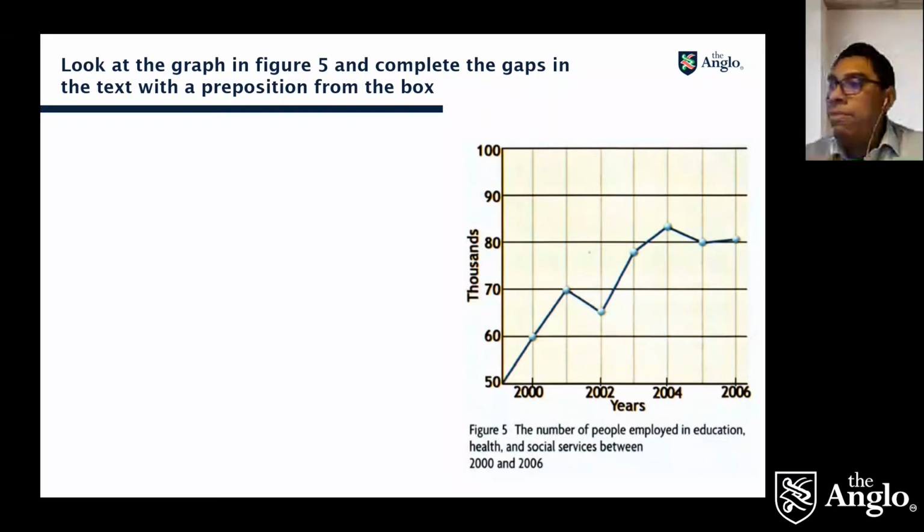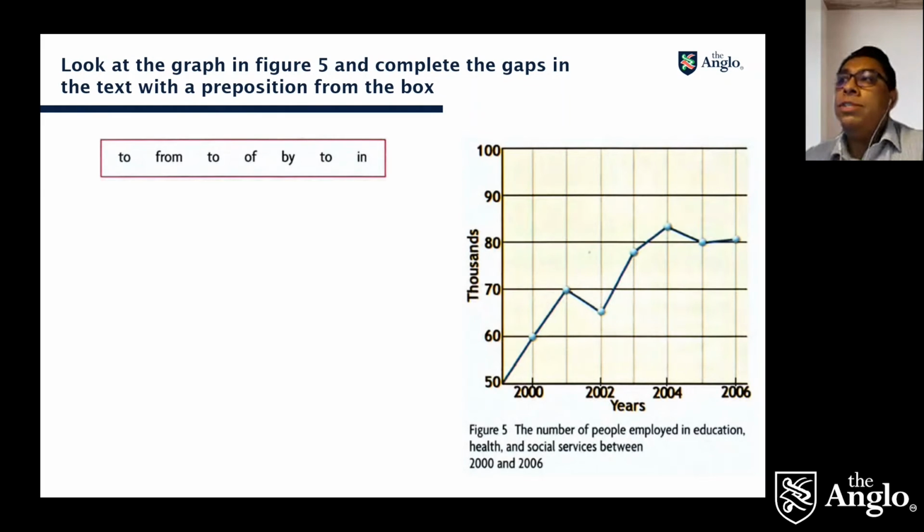So in one, you have thousands, so 50, 60, 70,000. And then you have years, which is every 2 years, right? The time span is every 2 years: 2000, 2002, 4, and 6, okay? And this refers to the number of people employed in education, health, and social services, okay? So the thousands refer to thousands of people who worked in education, health, or social services between 2000 and 2006. And check, typically the graph is positive, let's say, because they were hiring more people, or more people got employed here.